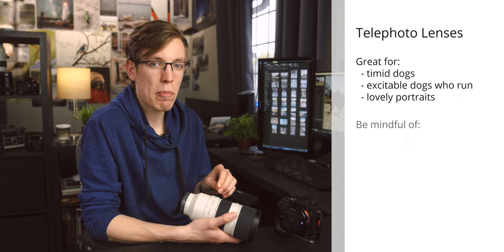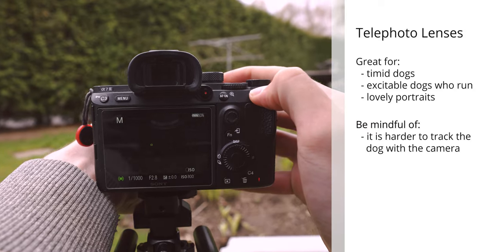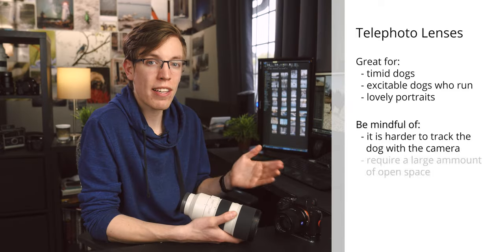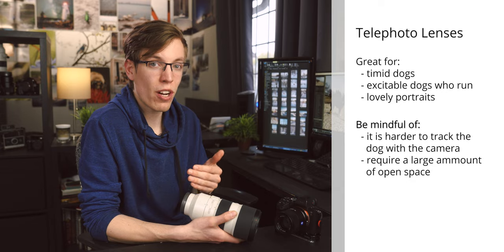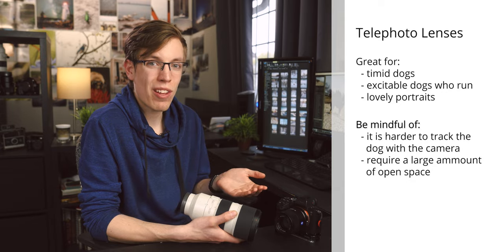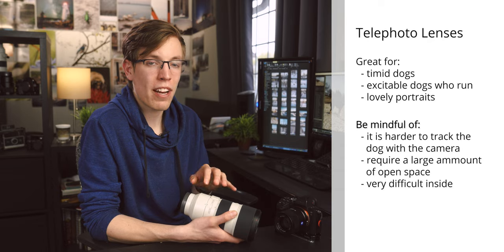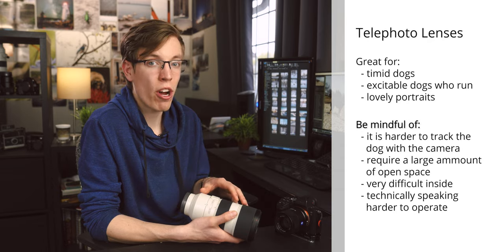The key thing to keep in mind is that it's going to be harder to actually get photos of the dog just because your field of view is so much more narrow, and you're going to need a very large open space in order to get far enough away from the dog to get a photo of them. So it doesn't really work indoors, and you're going to be very reliant on how familiar you are with the focal range, as well as how well the autofocus performs with the lens.